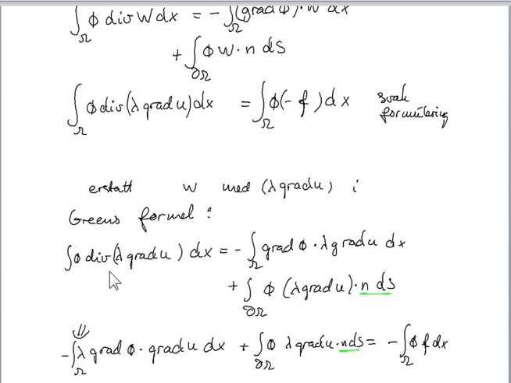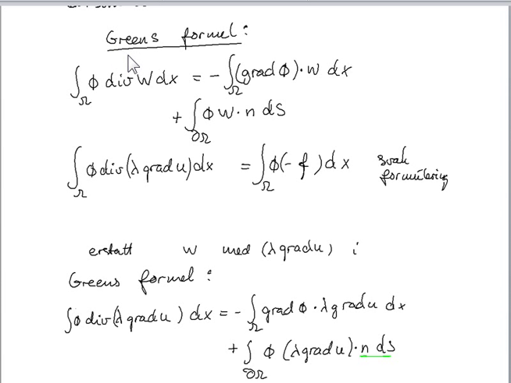Here we just recall that instead of using w in the Green's formula, we now use lambda grad u. So now we have replaced w by this in all terms. Here we have replaced it, and here we have replaced it. Then we obtain this. This Green formula turns into this equation.